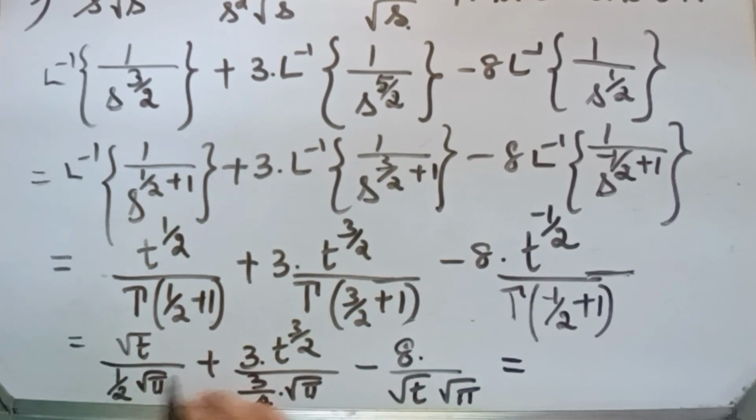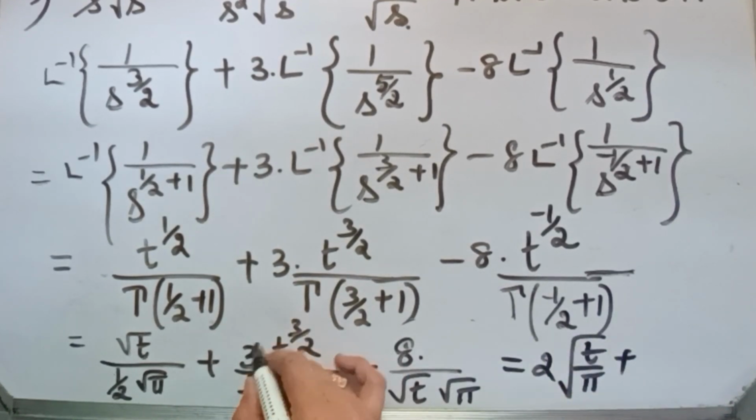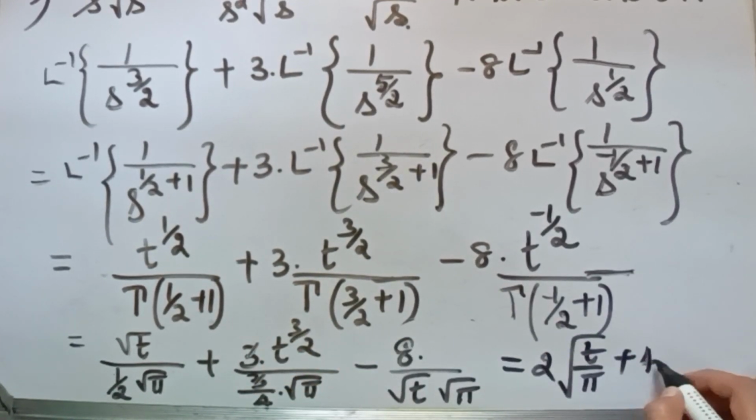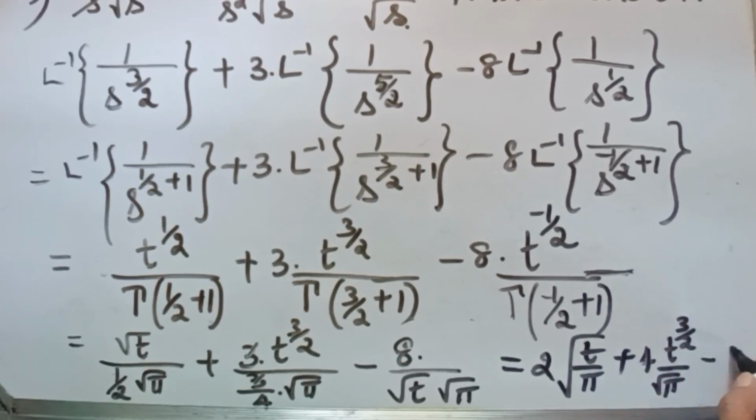Therefore, upon simplification, the 1 by 2 goes to the numerator: 2 into square root of t by pi, plus 3 cancels, 4 goes to the numerator: 4 into t to the power 3 by 2 by root pi, minus 8 by root of t pi. This is the final answer. Inverse transform of this given function is this.